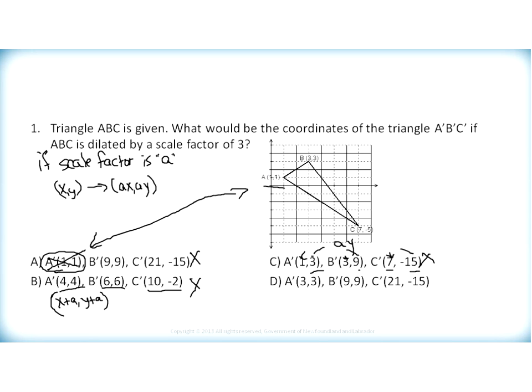So when a scale factor is A, all of our points get multiplied by that scale factor. So (1, 1) should become (3, 3), which I see in D, A prime. B, we had (3, 3). Now we have B prime is (9, 9), which is both parts multiplied by 3. And C was (7, -5). C prime is (21, -15), which again is A times x and A times y. So my answer is going to be D.